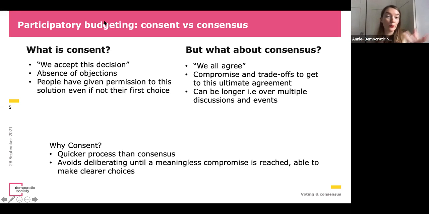So what ifs, well, if we don't do that, what about this? And it can be over a longer period, with multiple discussions to get them to that point. So consent is quicker than consensus, and it avoids deliberating until a meaningless compromise is reached. So you can get to a point where you're making clearer choices. You want people to be like, yes, I accept this decision, even though I don't love it. So they're slightly different, and they both have different purposes depending on the design and what you want to achieve with your process.